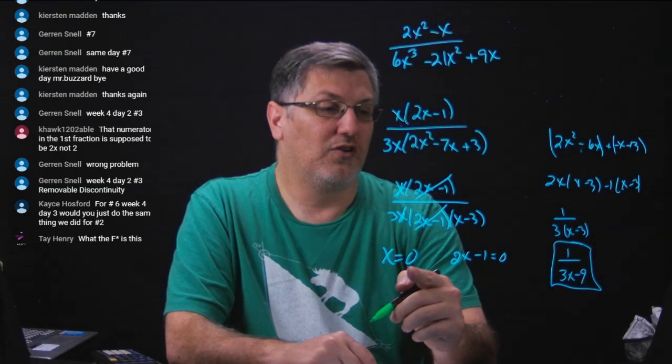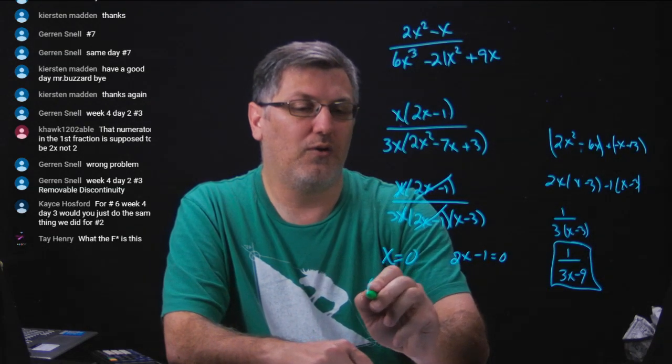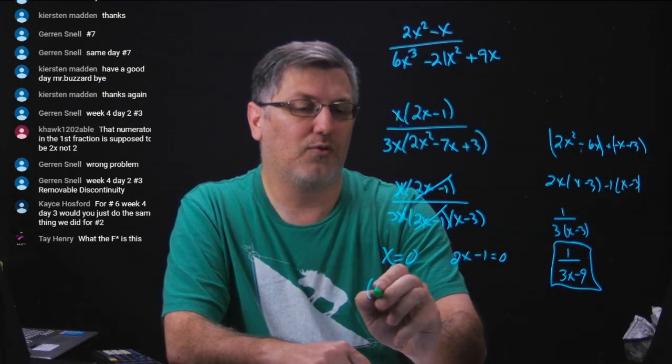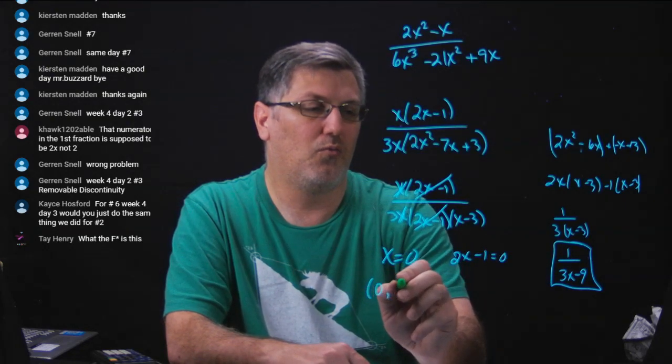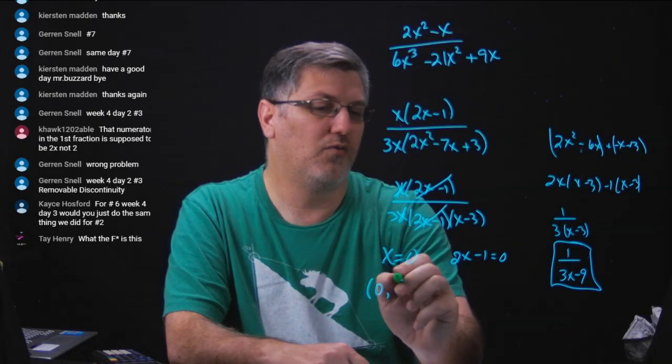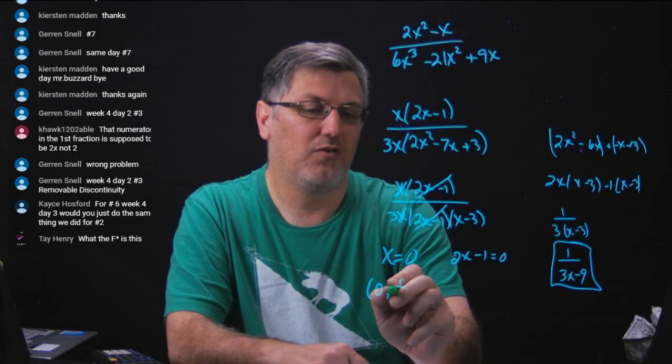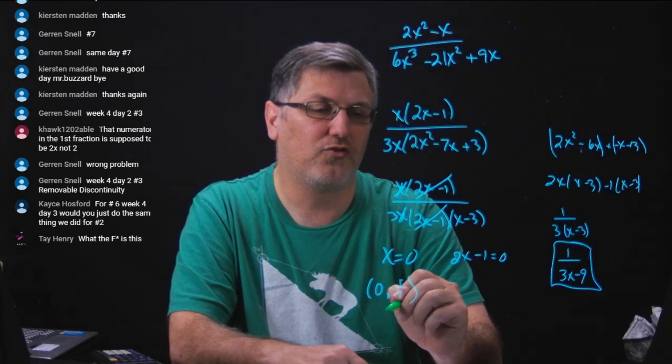So we know 0 doesn't work. So for this point, when I plug 0 back into this equation, I'm going to get 0 and then 1 over negative 9, so a negative 1/9. So there's the first hole.